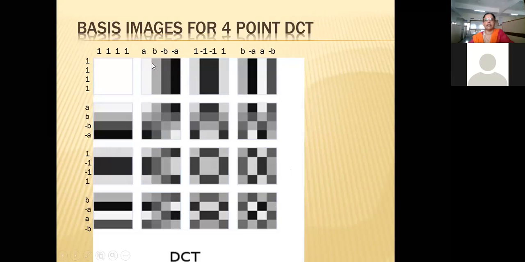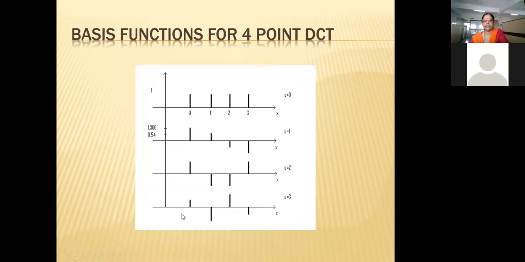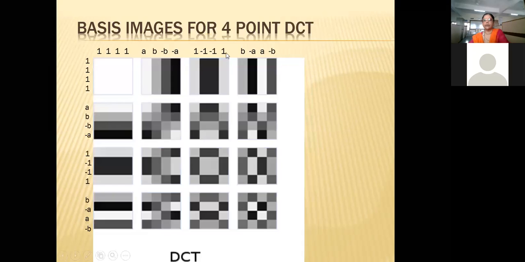According to this variation, you can observe here, this is the brightest shade, which corresponds to A, and this is the darkest shade, which corresponds to minus A. So here you can observe this variation as A, B, minus B, minus A. Then the next row is 1, minus 1, minus 1, 1. Again, 1 is equivalent to a bright shade and minus 1 is equivalent to a dark shade. And the last row is B, minus A, A, minus B, as shown here.